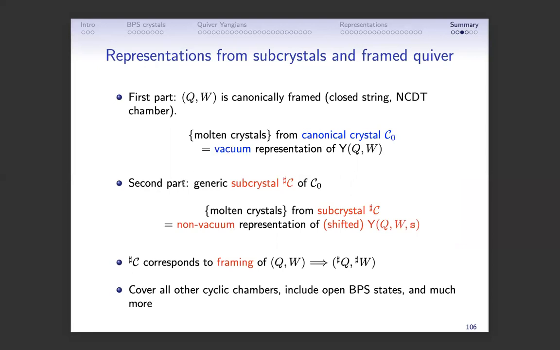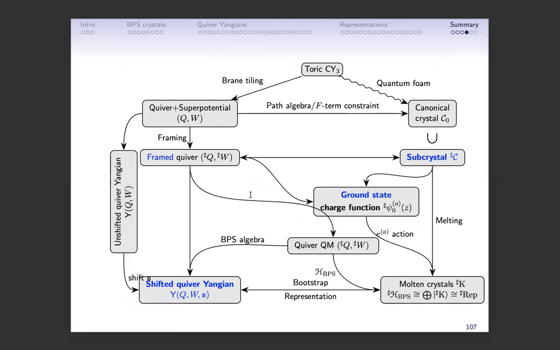In the second part, I looked at the generic subcrystal of the canonical crystal and showed that they correspond to the non-vacuum representation of the shifted quiver Yangian. The shape of this subcrystal corresponds to the framing of the quiver. This covers all the BPS counting problems, and we can also see that you can create almost arbitrary shapes for the subcrystal. So this is the relation between the things that I mentioned here.